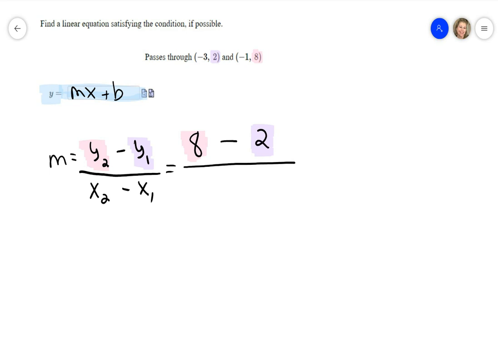That is 2. And then I've got the x-coordinate of the second point. That would be this one here. That's what's going to go there. That would be -1 minus the x-coordinate of the first point, which is this one right here, which goes right here. All right, so now I just got to do the math. 8 minus 2 is 6. -1 minus a -3. When you subtract a negative, that is really just adding a positive.